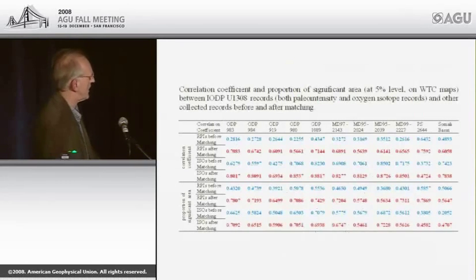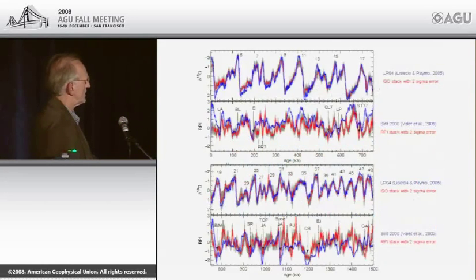Now, we could do that for every pair of records we have, but we could summarize that data in a table like this, where this is the proportion of significant area on those wavelet coherence maps, and we can also run just a straight correlation coefficient to gauge whether the MATCH routine has actually improved our correlation. And in all cases it does.